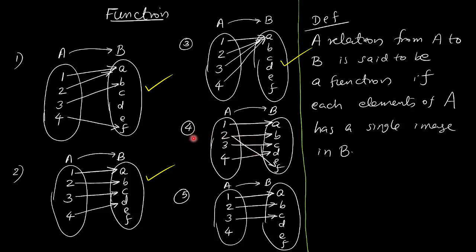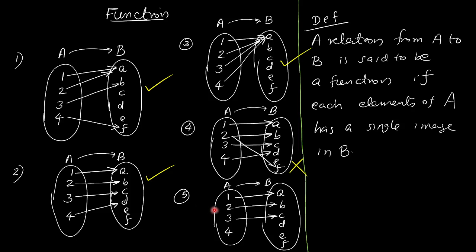Fourth one, it is not a function because 2 has 2 images. What are the images of 2? B and F. So 2 has 2 images, but each element must have a single image. Here 2 has 2 images. It is not a function.